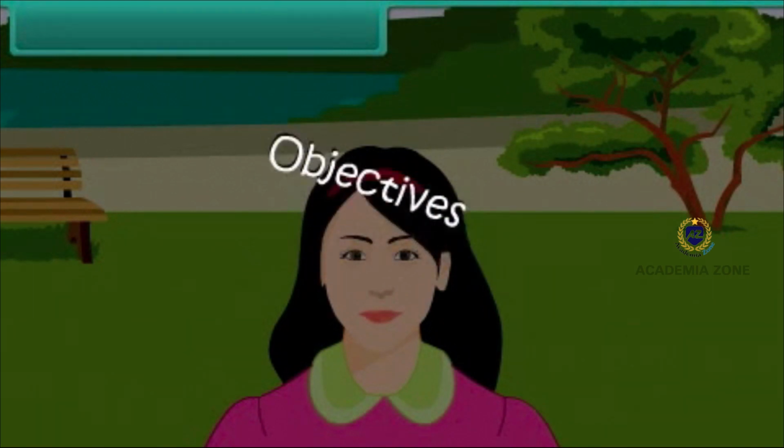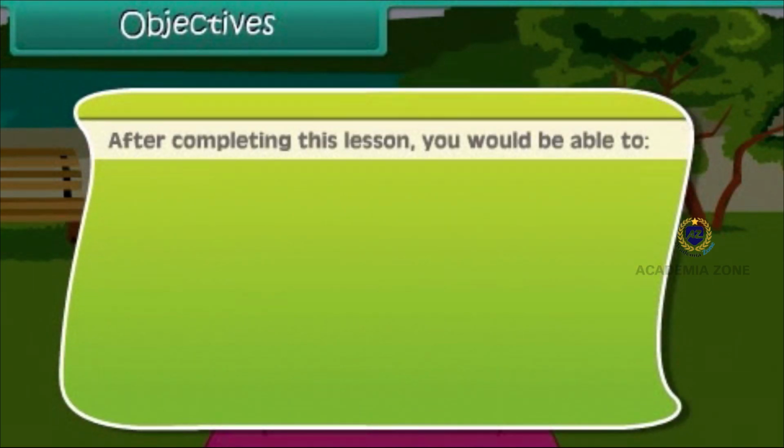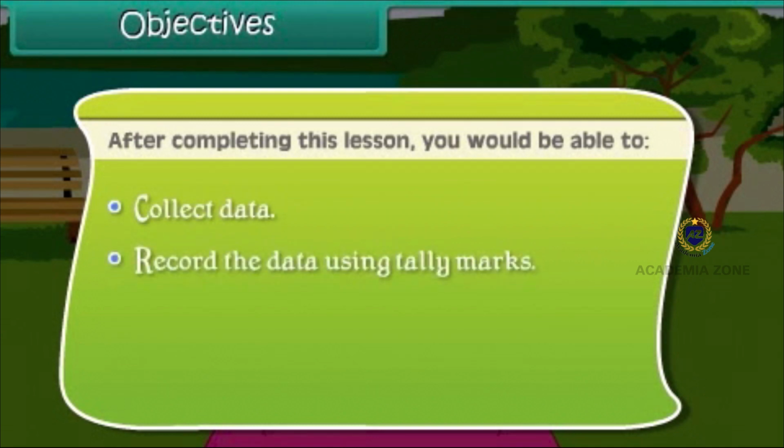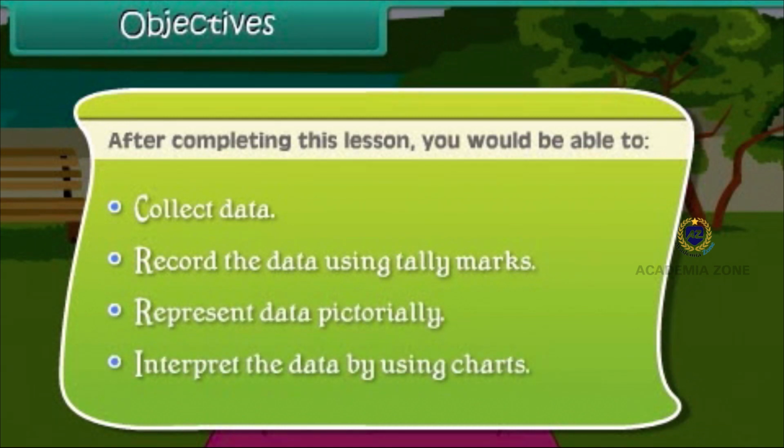Objectives. After completing this lesson, you would be able to collect data, record the data using tally marks, represent data pictorially, interpret the data by using charts.